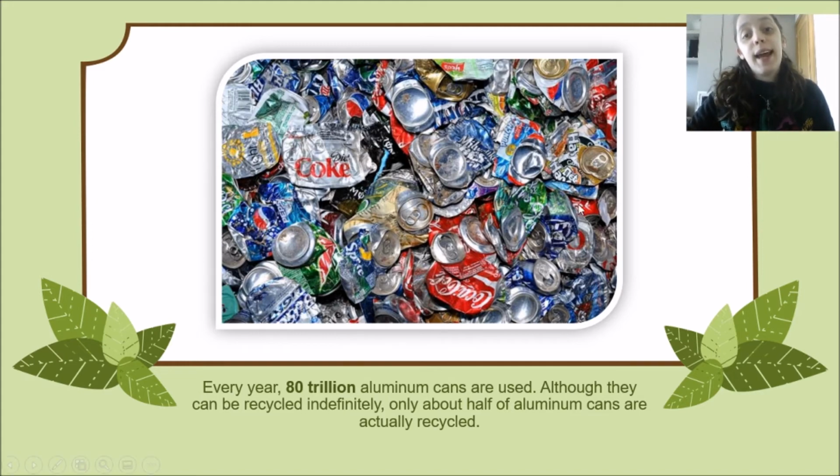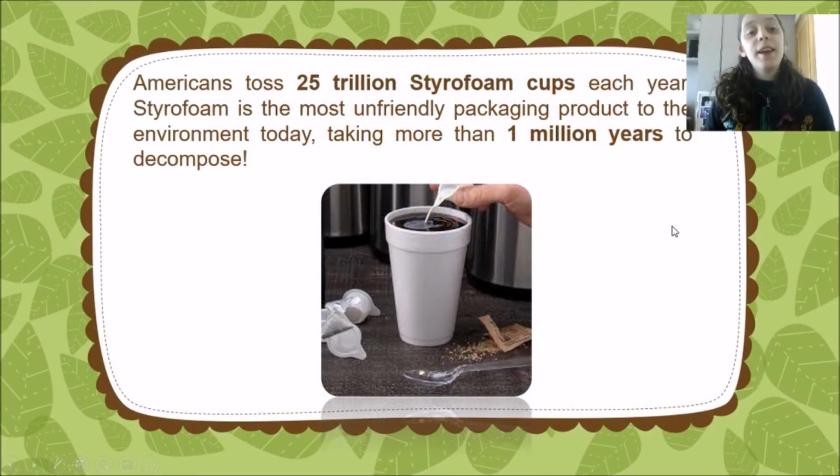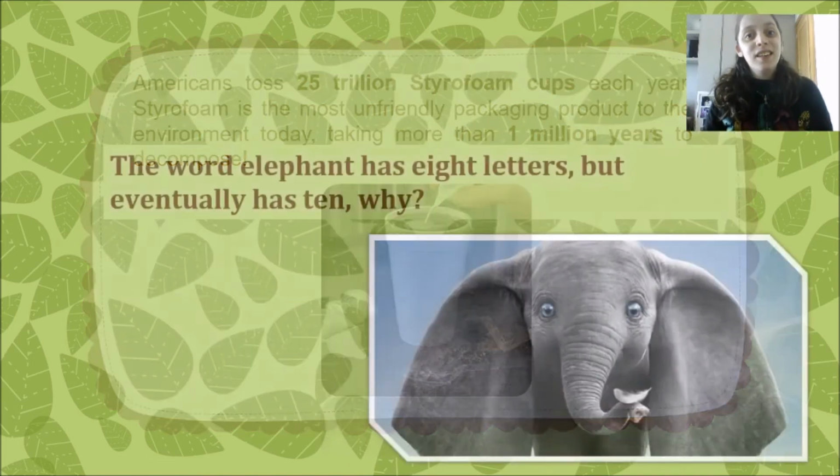These are aluminum cans. And Americans toss 25 trillion styrofoam cups each year. Styrofoam is the most unfriendly packaging product to the environment today, taking more than 1 million years to decompose. So let's try to use less styrofoam, right?